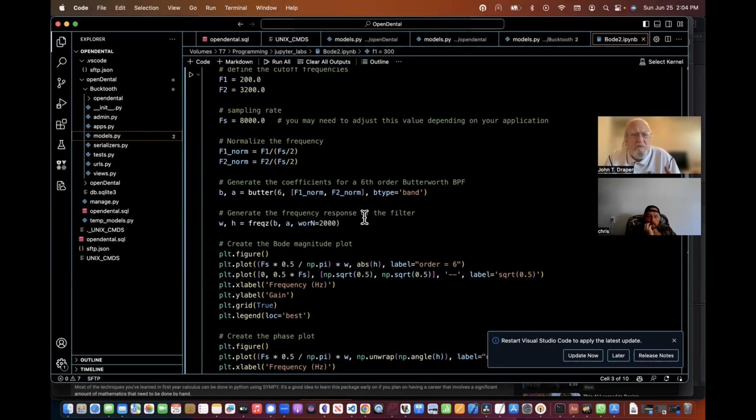So with that, you compute with the F1 norm and the F2 norm, and the bandwidth type is a bandwidth, and you create B and A. Those are the coefficients of the 6th-order Butterworth filter. You have to generate the frequency response of the filter. The WH is the frequency response of B and A with a WORN equal 2000.